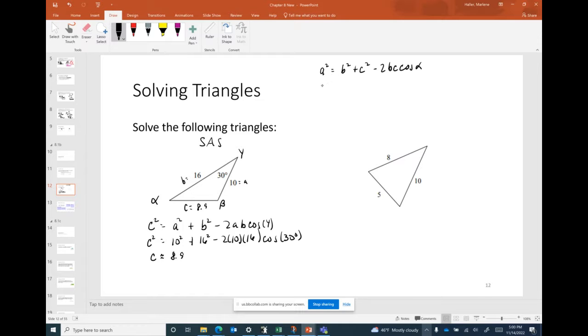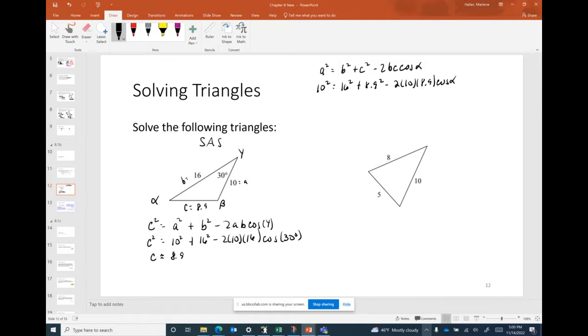So for this one, a squared is 10. So 10 squared equals 16 squared plus 8.9 squared minus 2 times 10 times 8.9 times the cosine of alpha. I'm going to do a little more algebra here because I want to solve for alpha.